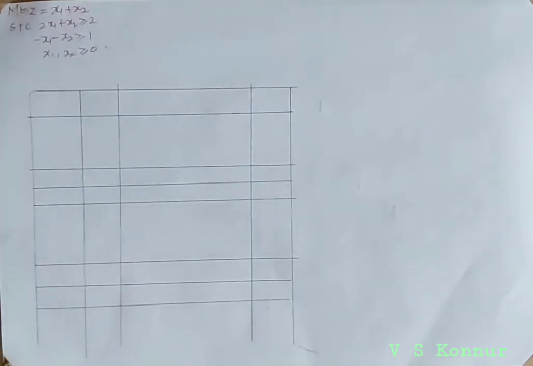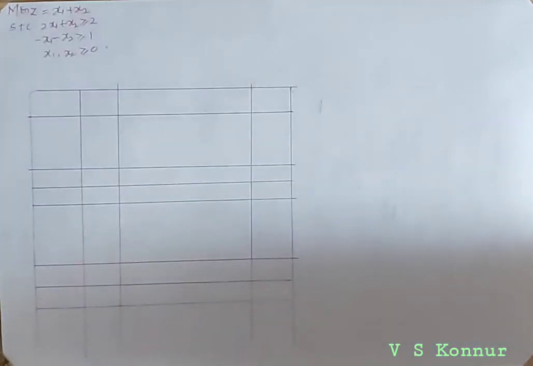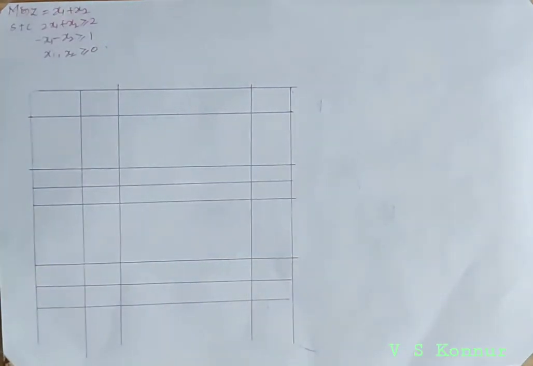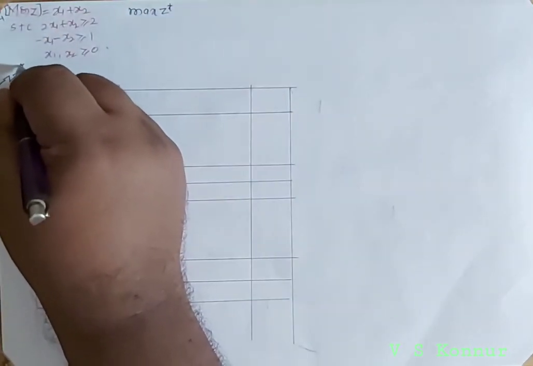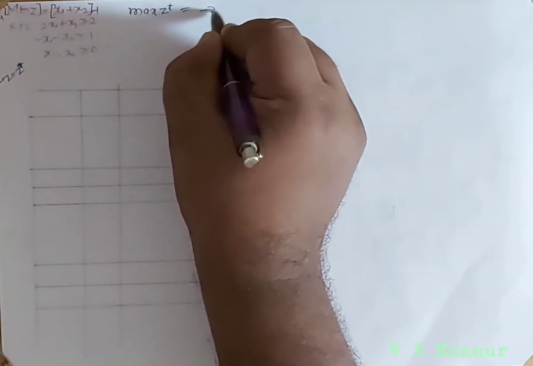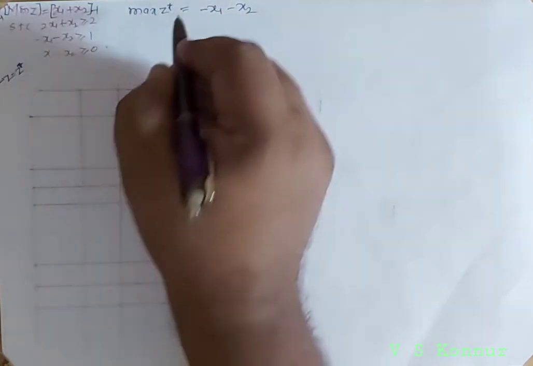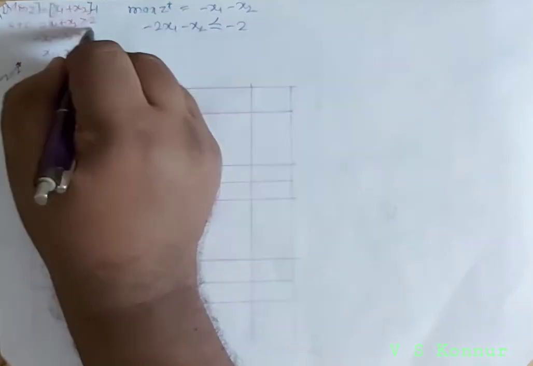One more problem on the dual simplex method. Minimization of z is equal to x1 plus x2. It is subjected to the constraints 2x1 plus x2 greater than or equal to 2, minus x1 minus x2 greater than or equal to 1. Now to bring it into standard form, max of z, that is multiplying minus 1, z star, minus z will be written as z star, multiplying minus 1 on both sides, so that is equal to minus x1 minus x2. Now greater than or equal to sign is there, we will write 2 times, minus 2x1 minus x2 less than or equal to minus 2, multiplying minus 1 on both sides for this constraint.